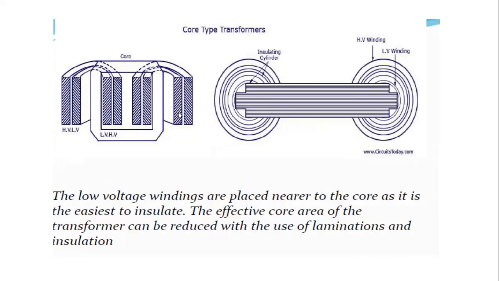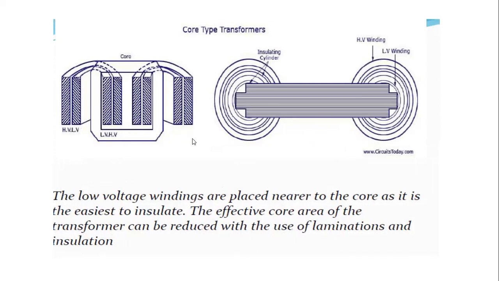The low voltage windings are placed near the core. The effective core area of the transformer can be reduced with the use of laminations or insulations. This is another cross-sectional view of the core type transformer. This is the HV winding and this is the LV winding.